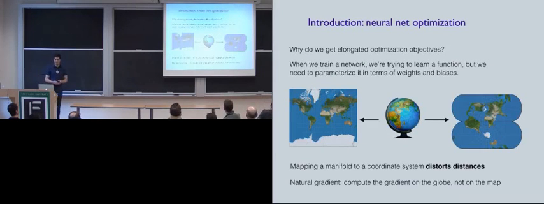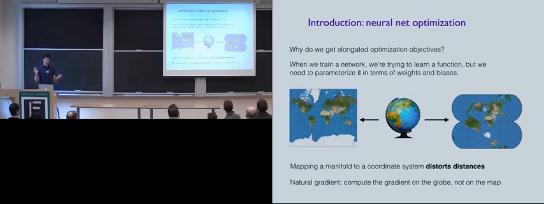And so why does this happen? Why do we get these elongated optimization objectives? So the basic reason is that neural nets represent functions, mapping inputs to outputs. And so when we train a neural net, we're optimizing over a really complicated manifold of functions. But we can't optimize directly on the manifold. We need to represent the network in terms of parameters, like weights and biases. And so when we do that, we're basically mapping a manifold to some sort of flat representation. And as you know from thinking about maps of the Earth, whenever you map a manifold to a flat representation, you introduce some sort of distortion. It'll stretch some things out.